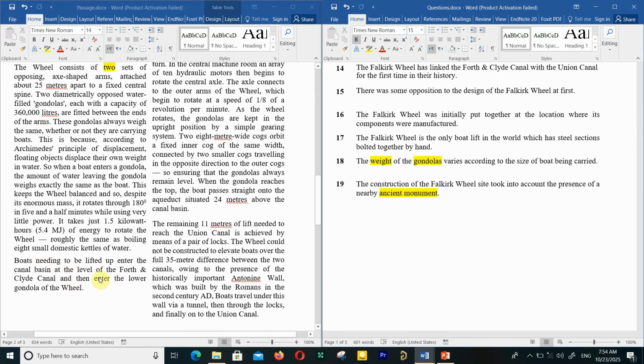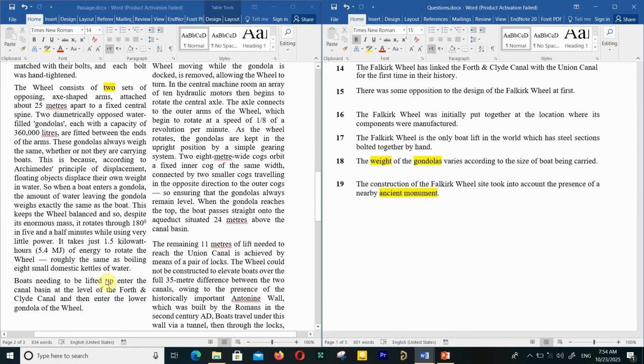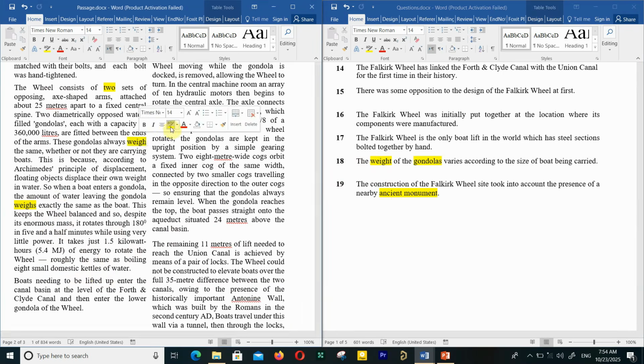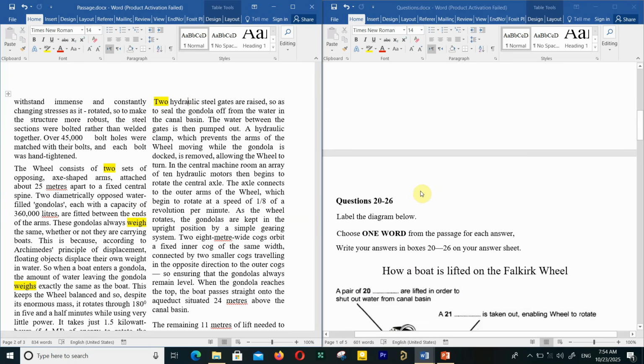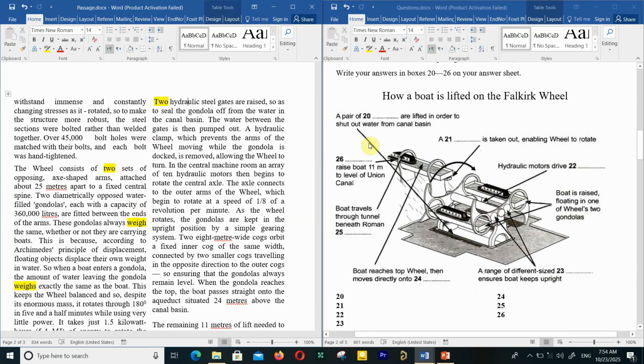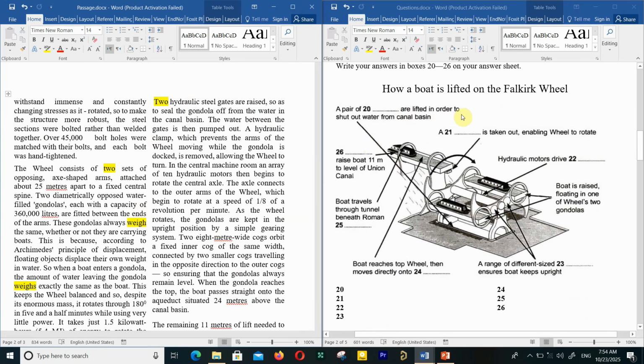So where do we have these keywords? Maybe weight, ancient monument, something like that. So here we can see weighs, or maybe somewhere else, I don't know. And here we have weigh. So probably these two are going to be our starting point. A pair of what are lifted in order to shut out water from canal basin.